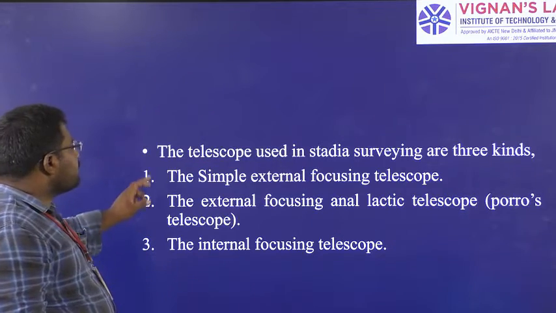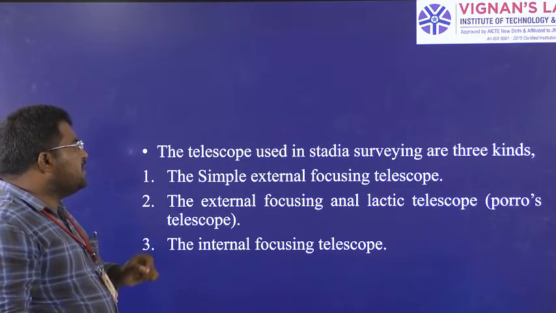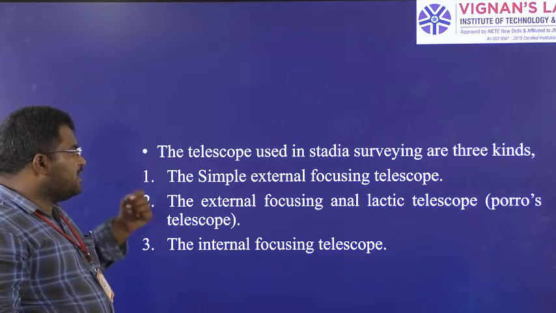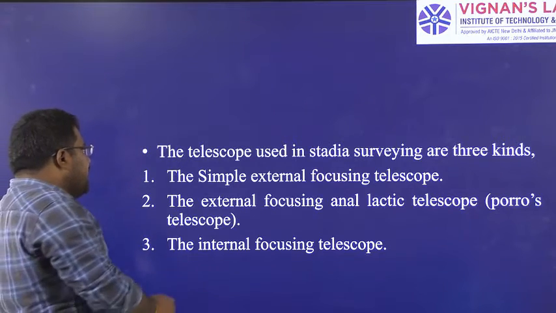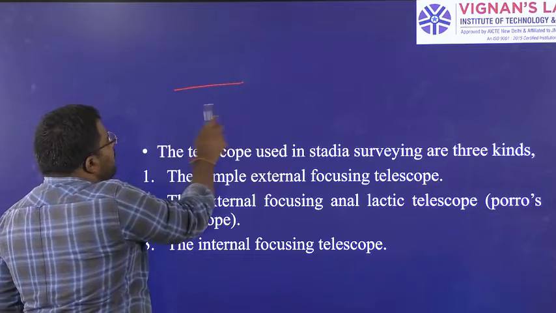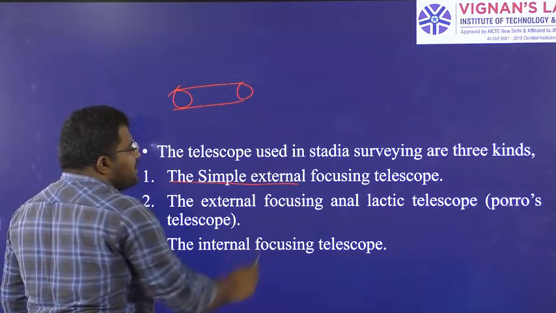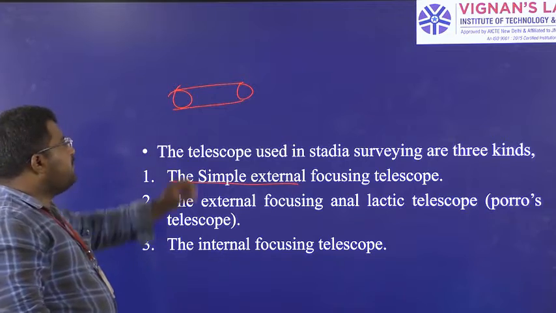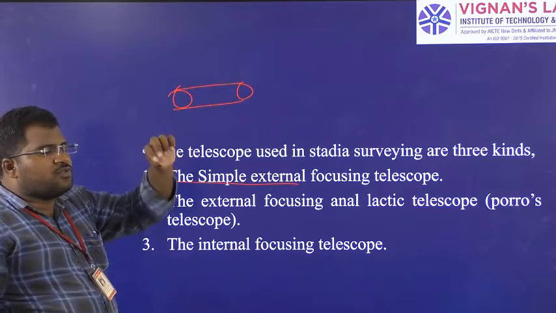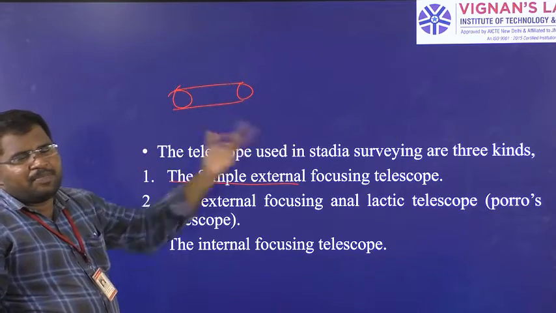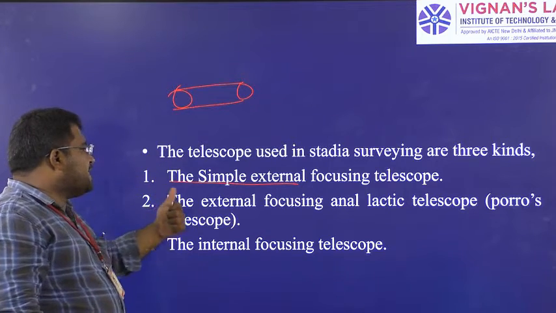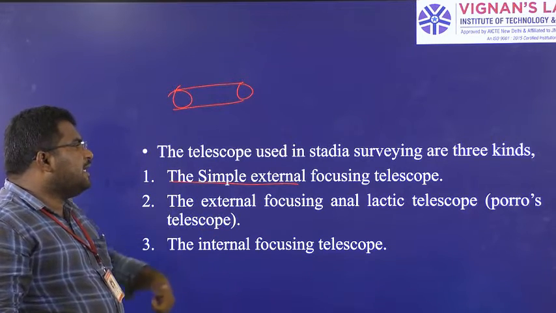Next, the telescopes used in stadia surveying are of three kinds. Whatever telescope you are going to use, so that telescope. This is the simple external focusing type telescope. External focusing means we are going to use an external screw for the adjustment of the telescope. Then the external focusing analytical telescope.